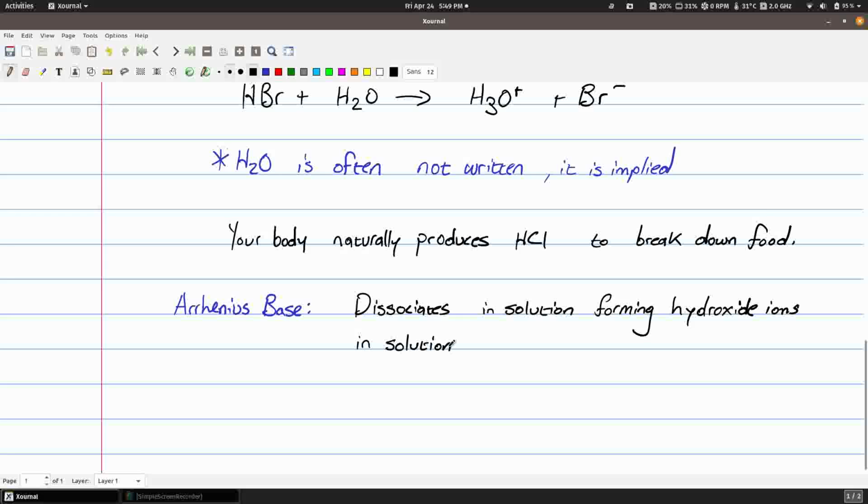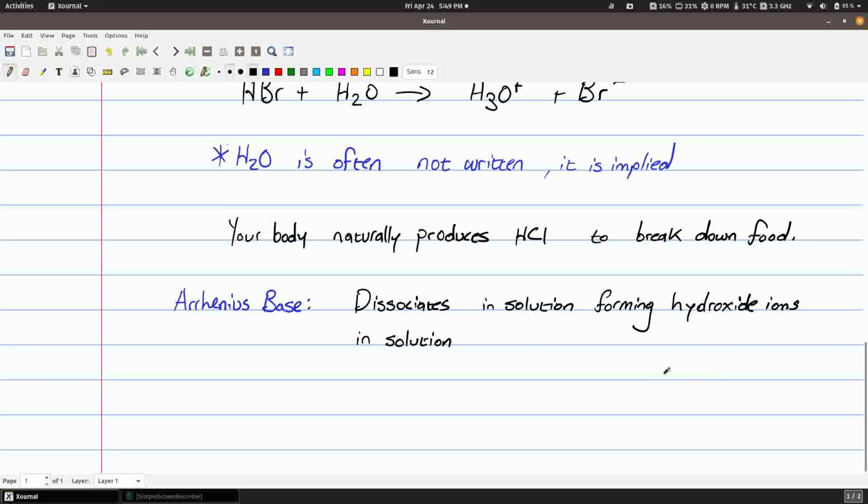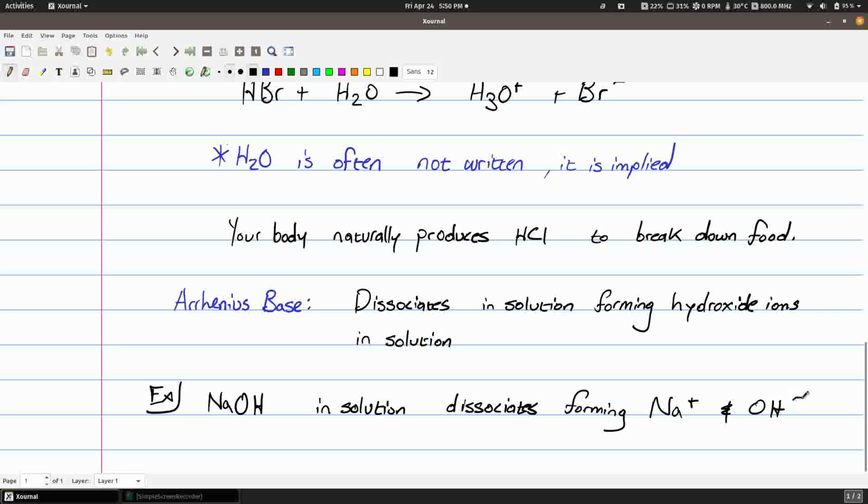So a good example is one that I use a lot when we're talking chemical reactions. It's sodium hydroxide. It's a very strong base, and it's an Arrhenius base because it forms hydroxide ions in solution. So this would be sodium hydroxide. In solution, it dissociates, forming Na plus and OH negative.